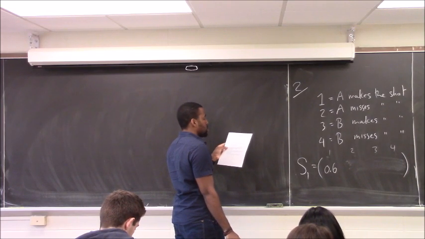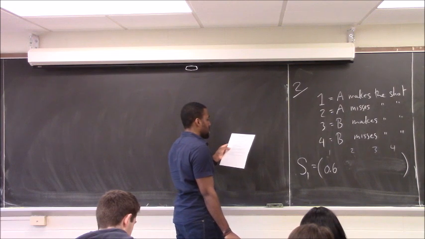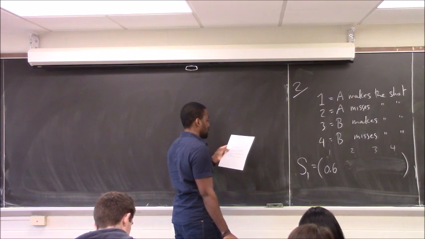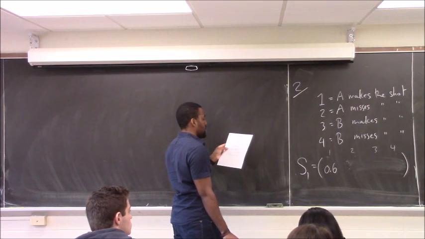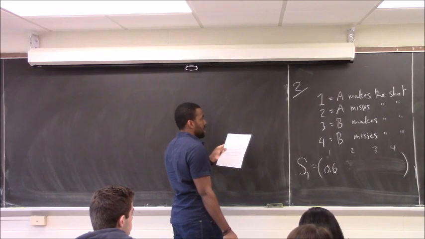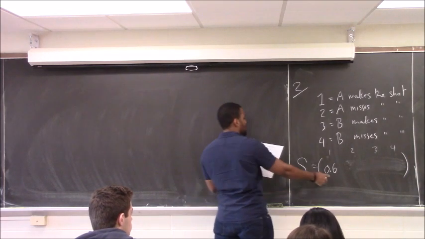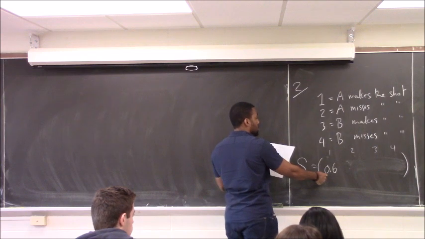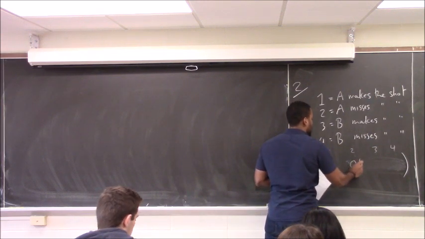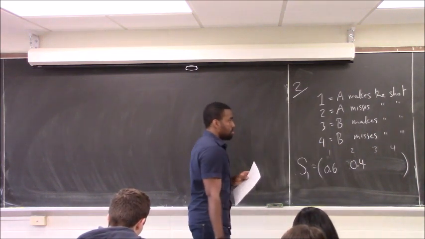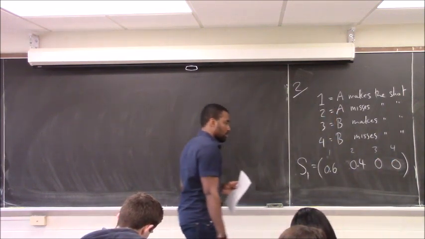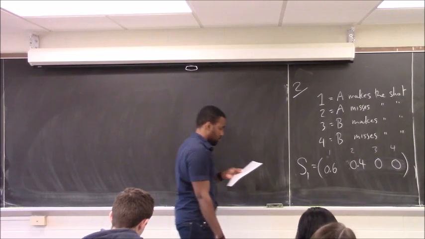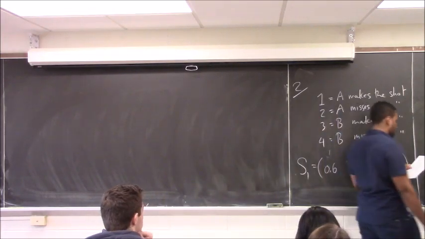So A goes first. What is the probability that he's going to make the shot? 0.6, which means he would go again. And then the probability he makes it is going to be 0.6. The probability he misses it is going to be 0.4. Now, B would not get to play in this situation. That is going to be 0 and 0. So that's the initial state.